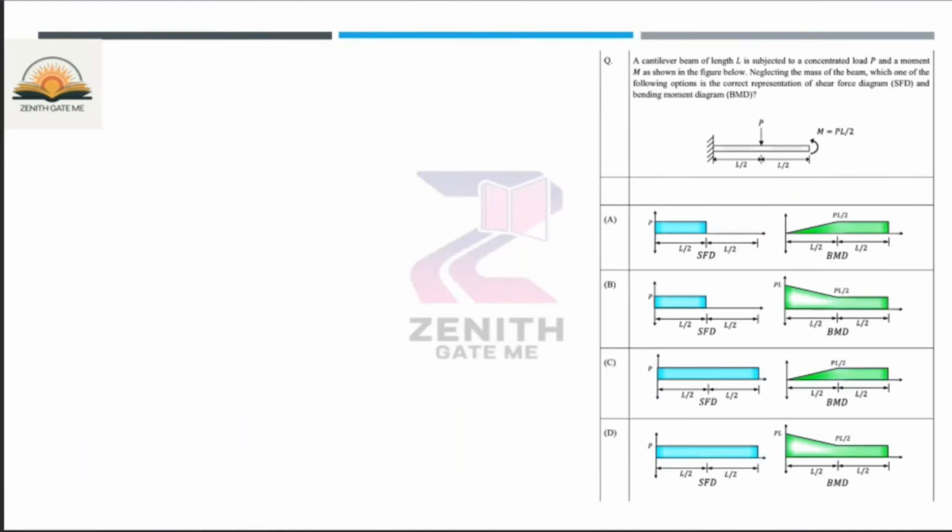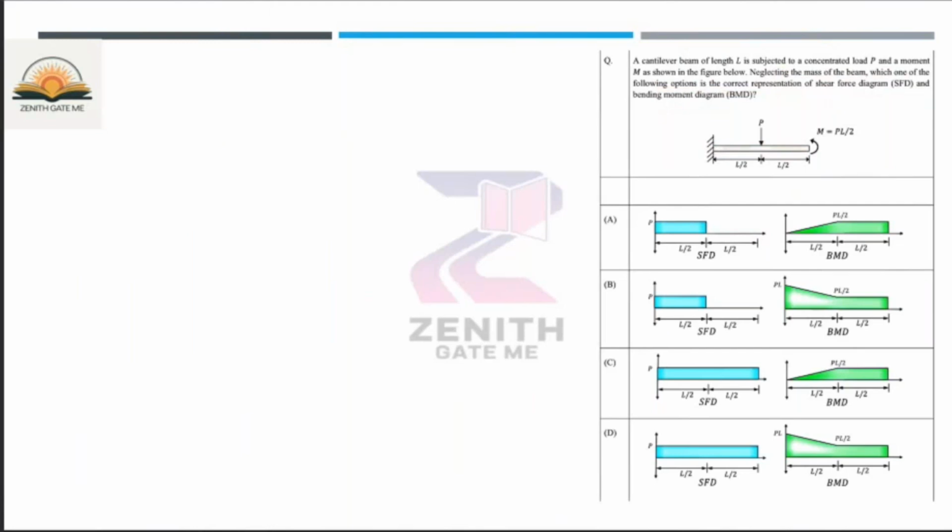Okay. So what is the question? A cantilever beam of length L is subjected to a concentrated load P and a moment M as shown in the figure below. Neglecting the mass of the beam. Okay, so you are not considering the mass of beam. Which one of the following options is correct representing SFD and BMD? Fine.